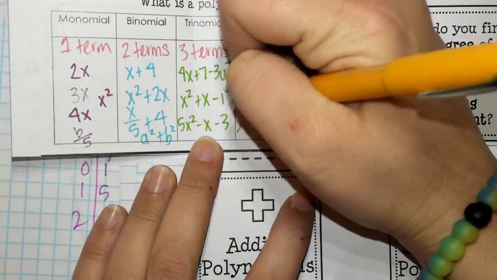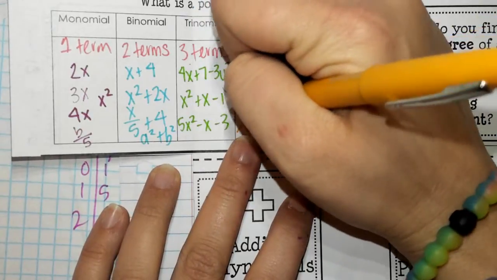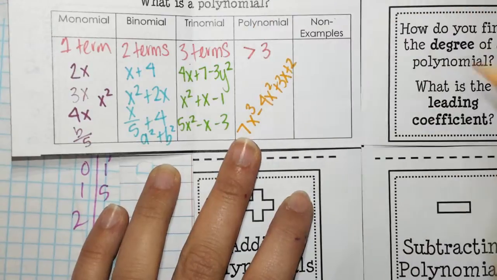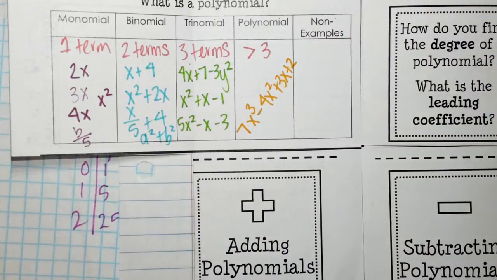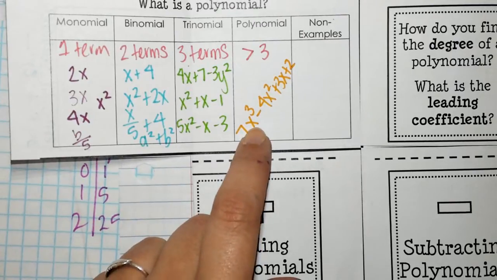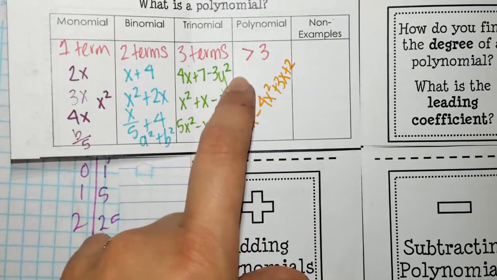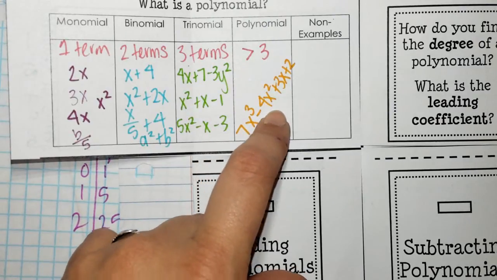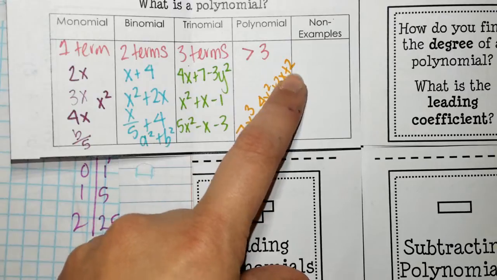Alright, so a polynomial would be 7x cubed minus 4x squared plus 3x plus 2. It has more than 3 terms. 7x cubed minus 4x squared plus 3x plus 2.